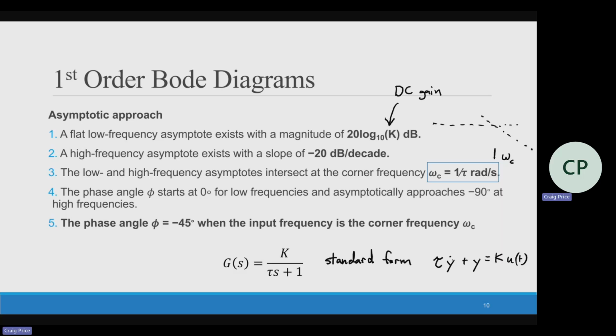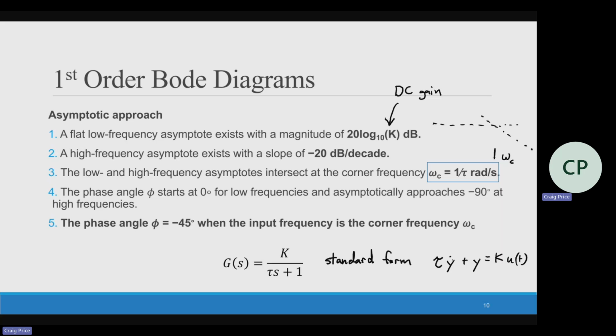So I'll just go through some of these different rules. This is basically the basics of how a first order Bode plot is constructed. First, there's a flat low frequency asymptote, that's like our boundary line. It exists with a magnitude of 20 log K, where K is the DC gain. Do you remember how to find the DC gain? So you have the transfer function, set s equal to 0, that's my DC gain. So we can find that, and that's like our flat line right there that we're gonna follow.